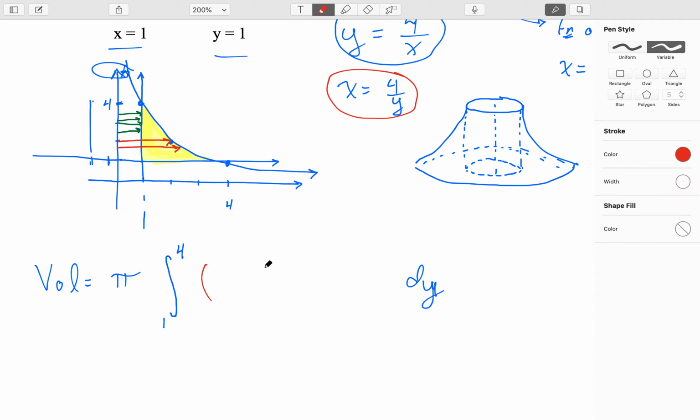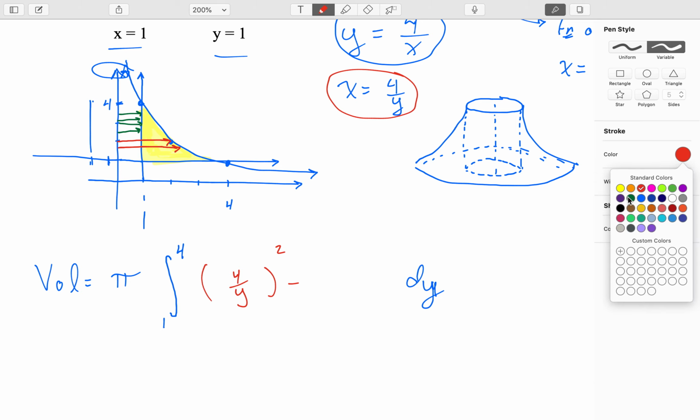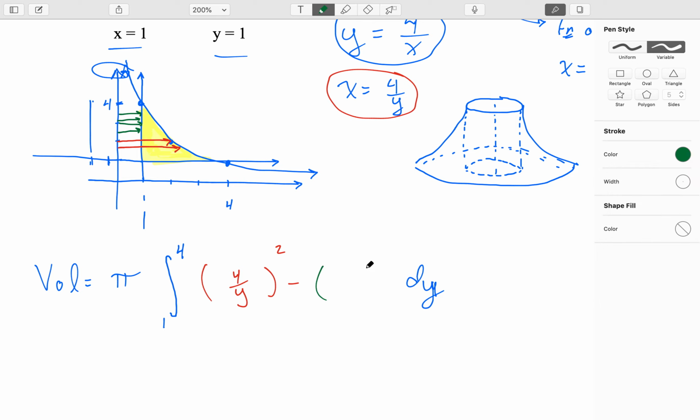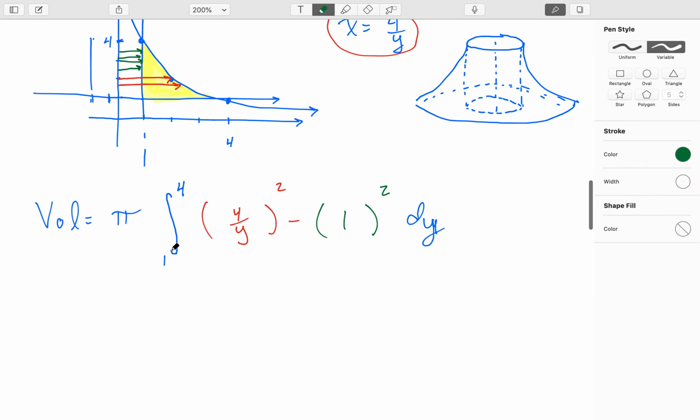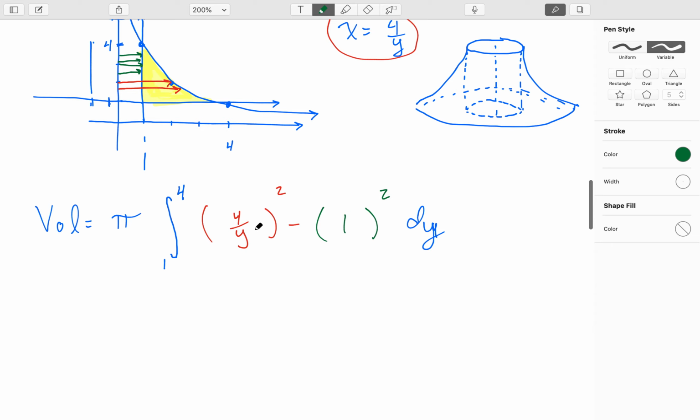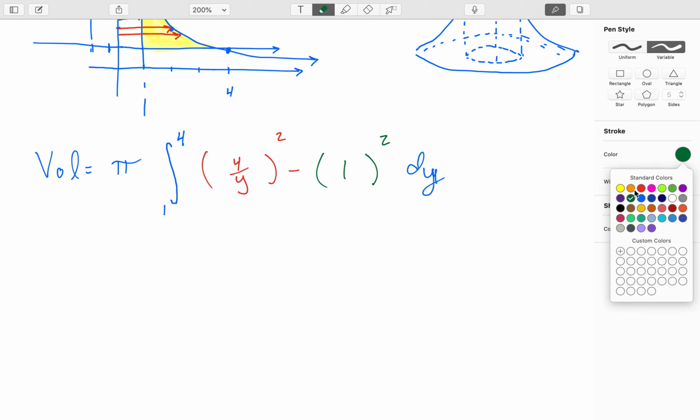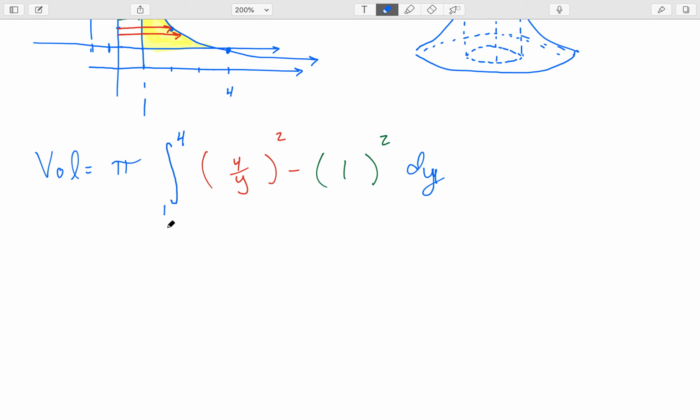So this function squared, 4 over y squared, minus, now the inside function is just from here to here, it's just 1. So it's just always constantly 1, and it's squared. Why are they squared? Remember, because it was pi r squared minus pi r squared, so outside squared minus inside squared. Okay, so now we can just do it.